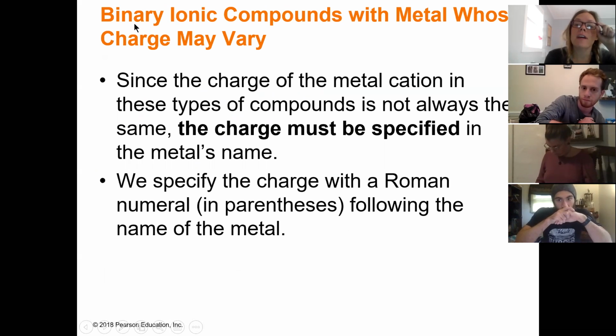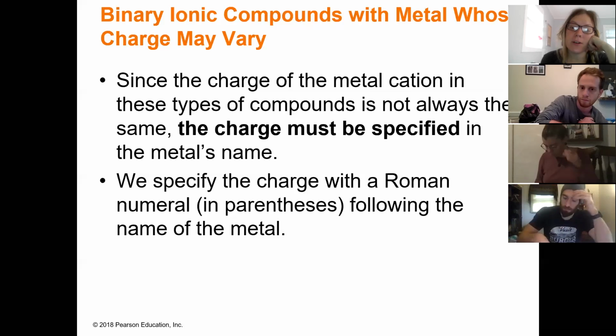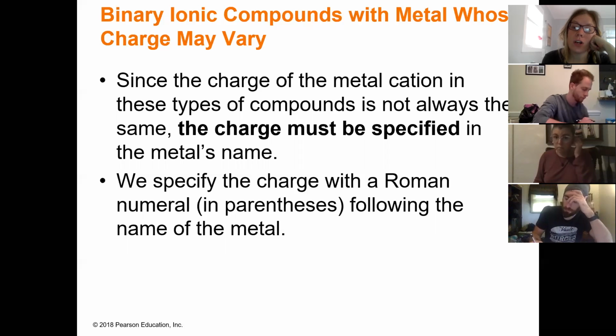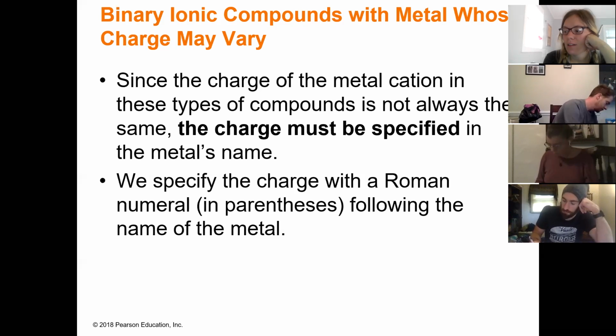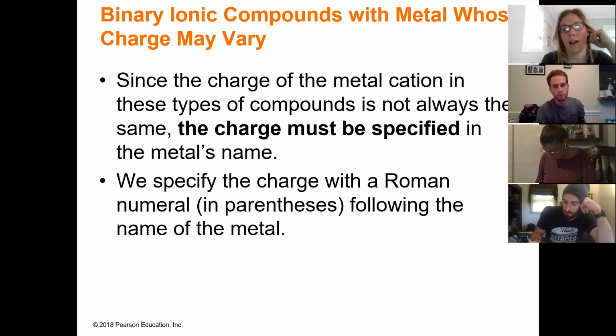Now, if we have a varying charge, you have to let the reader know when you write its name what charge you're dealing with on the metal. It's not enough to just say iron oxide. Iron oxide is a group of compounds that have iron and oxygen. Because iron has a varying charge, you have to specify which charged iron you're dealing with.